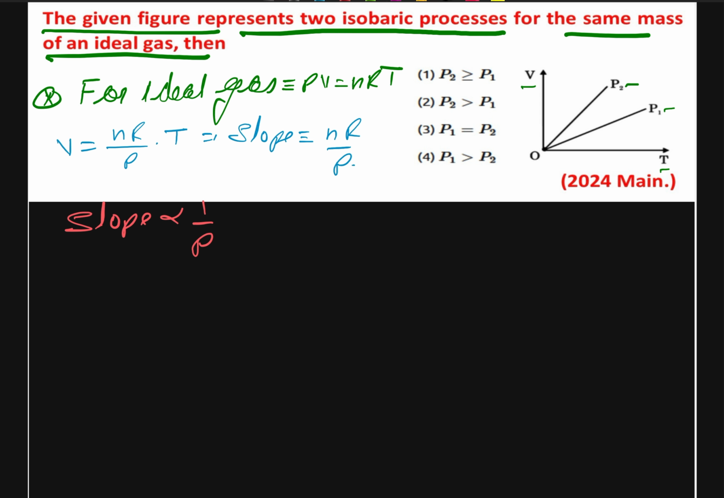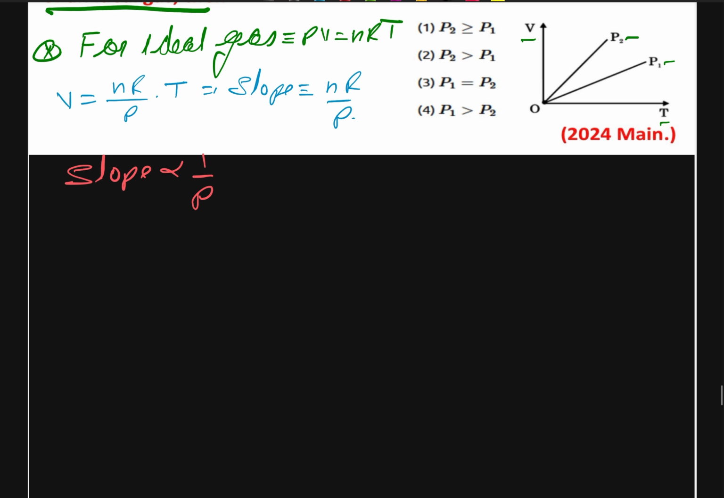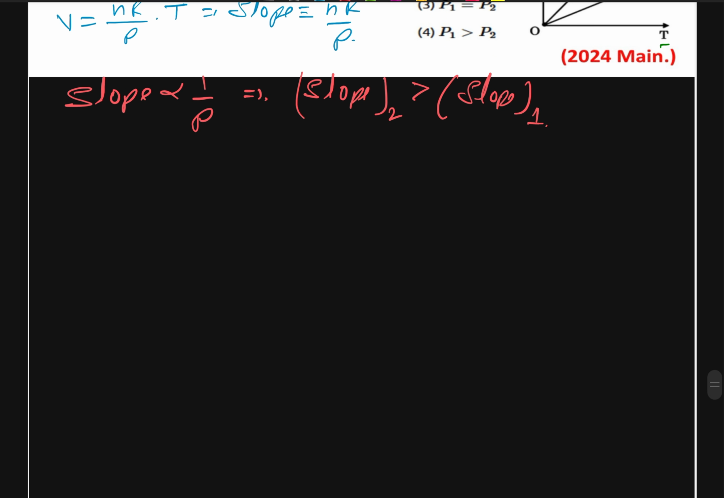Okay. And therefore from the figure we can say that the slope of 2 is greater than the slope of 1. Therefore we can say that P2 is less than P1.